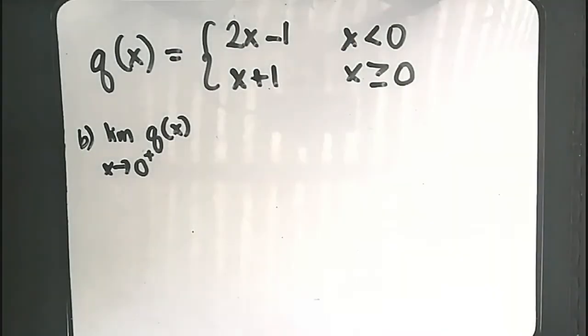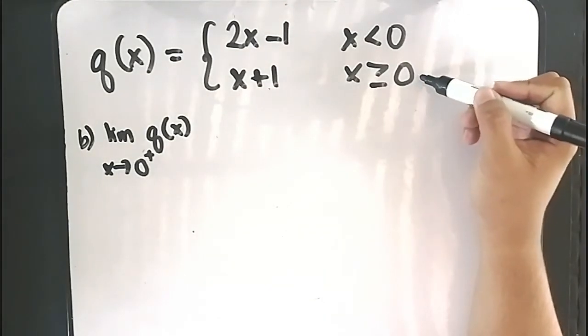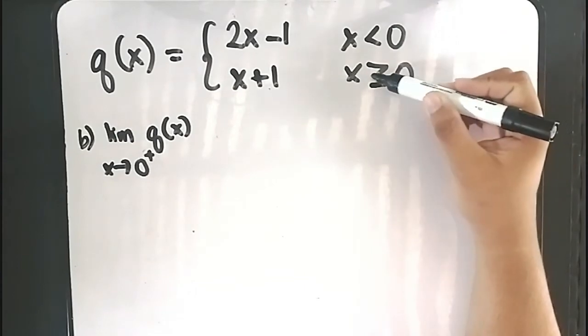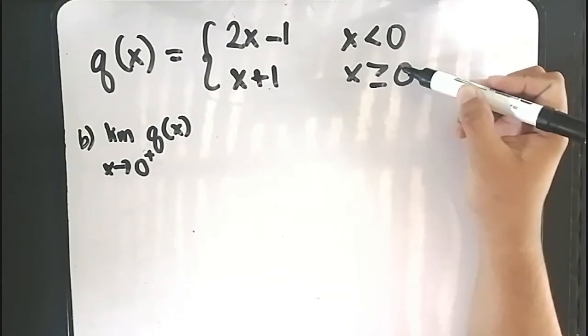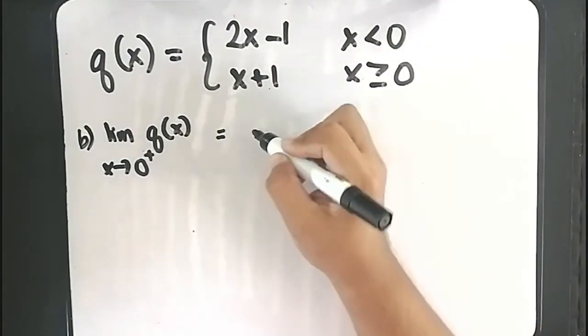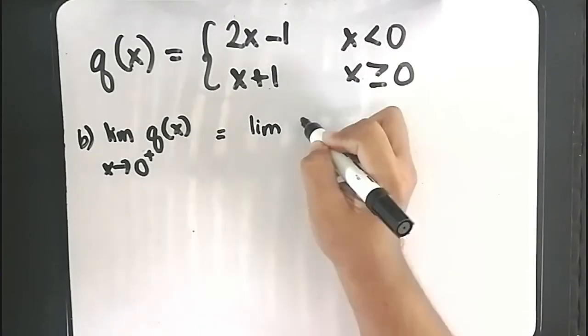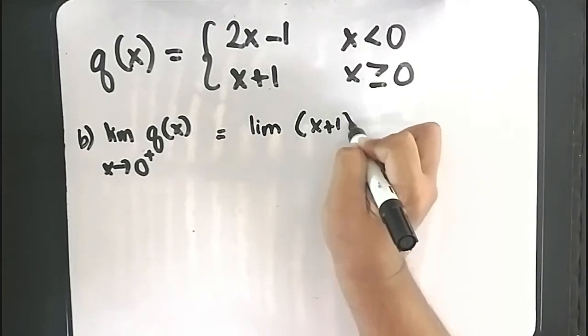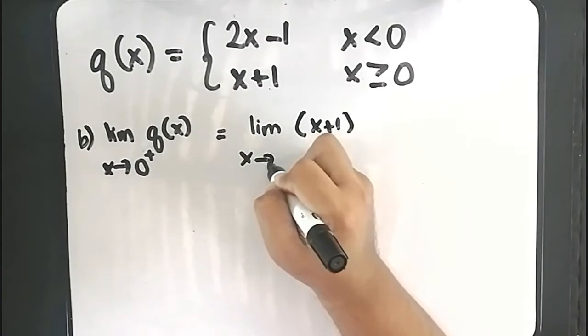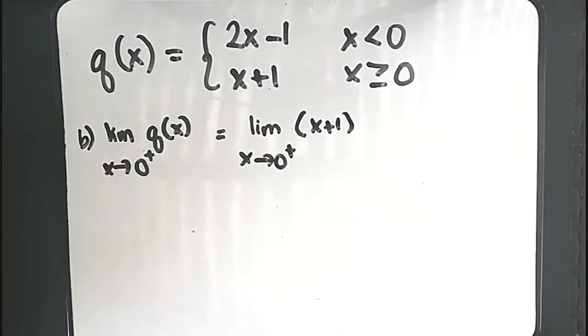For letter B, since we are looking for the limit of q of x as x approaches 0 from the right, we will consider the value of the function for x greater than 0. So, ito ang gagamitin natin, x plus 1. Kasi ito yung values where x is greater than 0. So, this becomes now the limit of x plus 1 as x approaches 0 from the right.